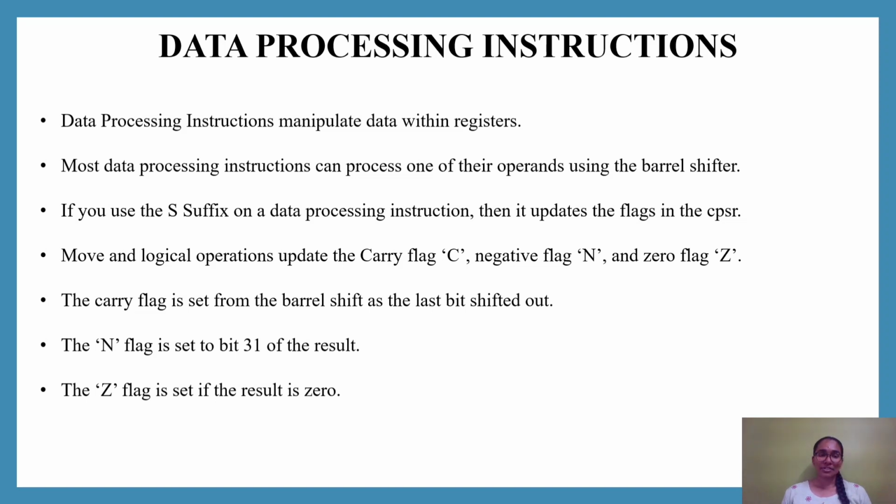Data processing instructions manipulate data within registers. If you use suffix S on a data processing instruction, then it updates the flags in the CPSR. That is, if there is a carry, then the carry flag C is set. If there is a negative, then the negative flag N is set. And for 0, the zero flag Z is set.